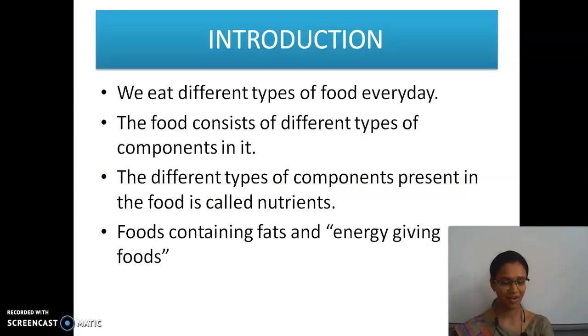So first we will have an introduction. As I already told you, we eat different types of food every day. These foods consist of different types of components, and these different types of components have different nutrients. So the different types of components present in the food are called nutrients. Clear? So the foods containing fats and carbohydrates are called energy giving foods.